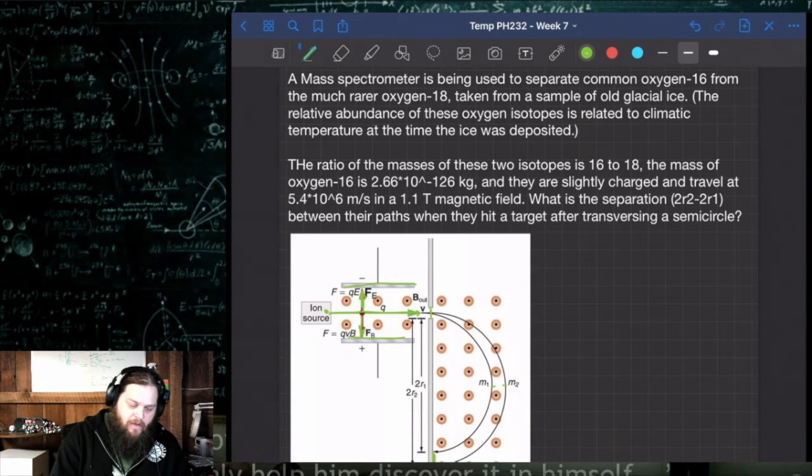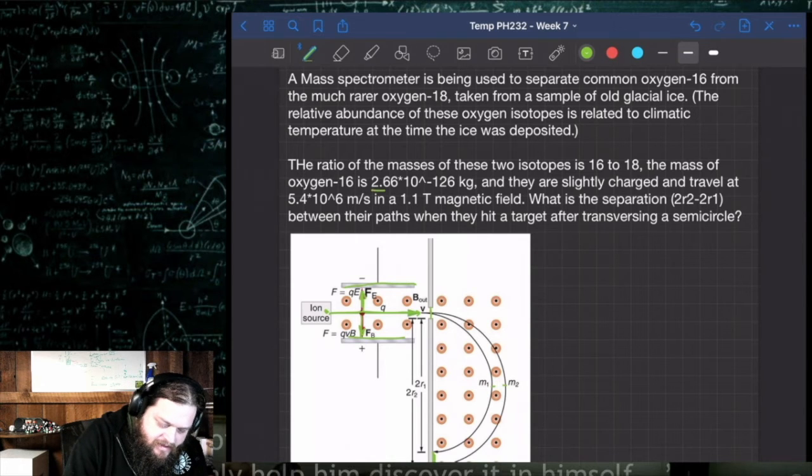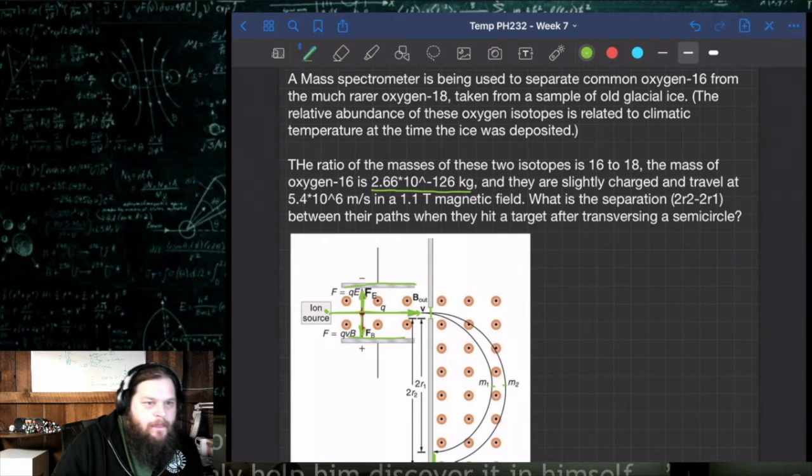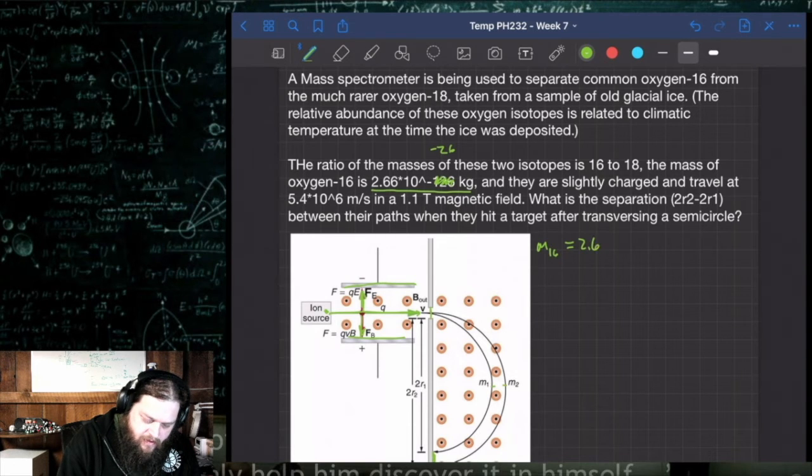They tell us the ratio of these masses of the two isotopes is 16 to 18. And the mass of oxygen 16 is 2.66 times 10 to the negative 26. I think that should have just been 26. Let's change that. That's hard to read, so I'll write it down here. So mass 16 is equal to 2.66 times 10 to the negative 26 kilograms.